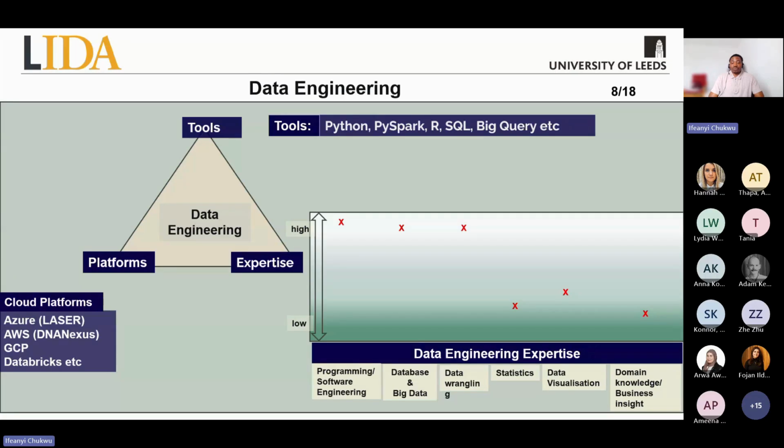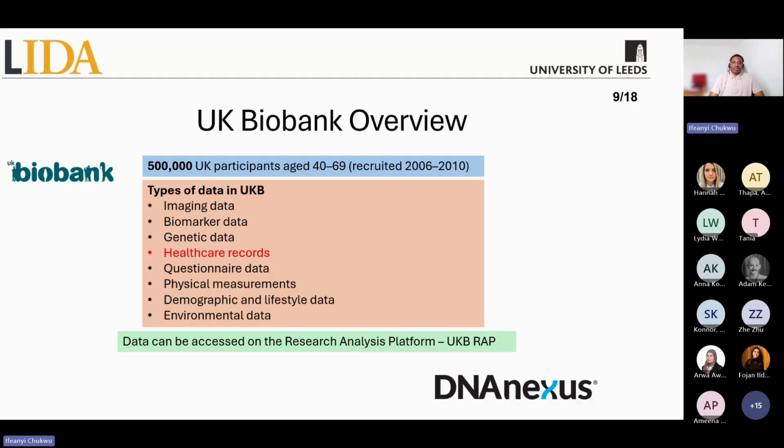So usually you can work with statisticians, you can work with clinicians and other people that have certain domain expertise. In my case, I worked with clinicians and statisticians on the project. And so next, I will quickly introduce the UK Biobank platform and the data that we used to do some data engineering.